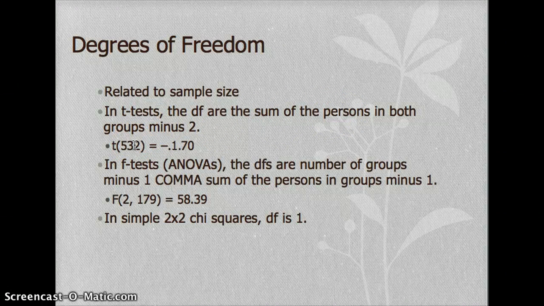So it's 534 people. Now, we're going to talk about ANOVAs in just a minute. And the degrees of freedom are the number of groups minus 1. So let's say we have 3 groups of people we're looking at their data. So 3 groups minus 1 is 2 in this example, comma, the sum of the persons in the groups minus 1. So with all of the groups, there's 180 people, 180 minus 1. Okay, and then in a chi-square, the degrees of freedom in a 2 by 2 chi-square is just 1. So I'll keep talking about degrees of freedom when we talk about each type.